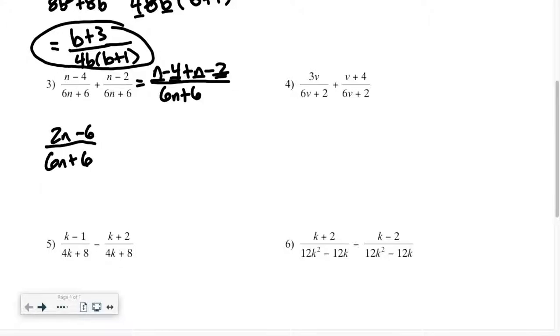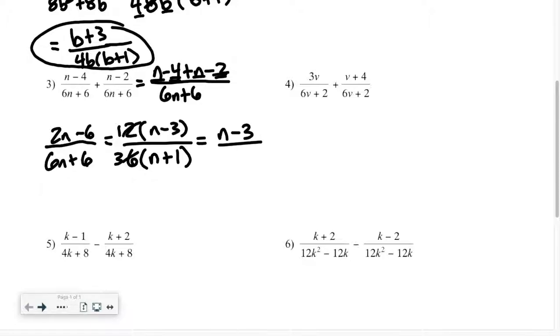Guys, again, this fraction, this rational expression, can be reduced. You can factor a 2 out of the top, which would leave you n minus 3. On bottom, 6 goes into both those terms. That would leave you n plus 1. 2 and 6 can both reduce. 1 and 3. So your final answer here should be n minus 3 over 3 times n plus 1. Okay.